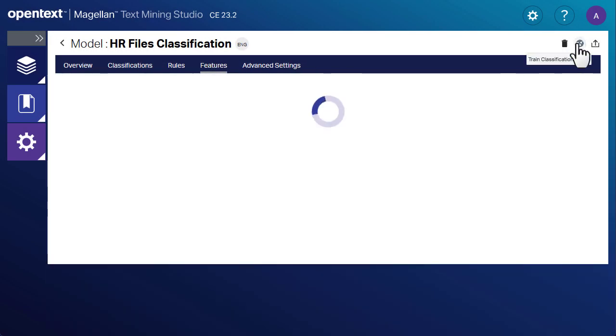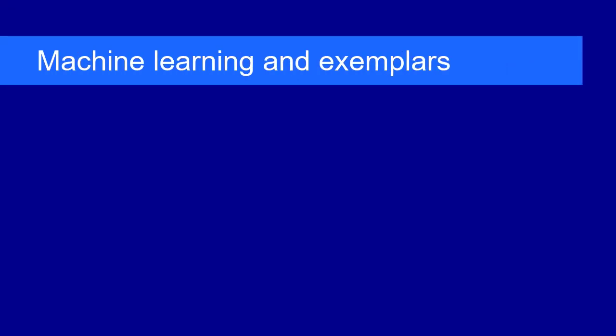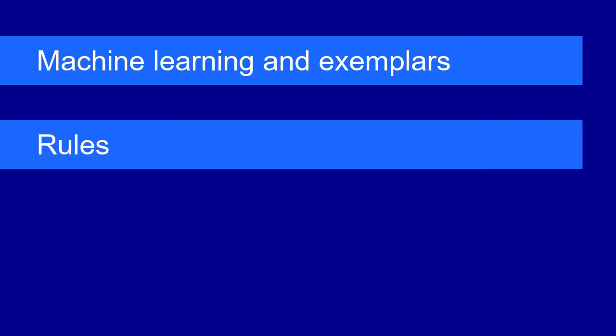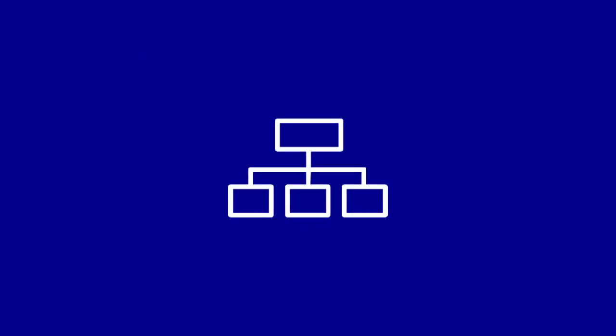You can train and retrain a classification model. To do so, you can use machine learning and sets of exemplars, or you can use rules, or you can use all of these. Classification models in Magellan Text Mining are transparent. Users have access to all machine learning parameters and features.